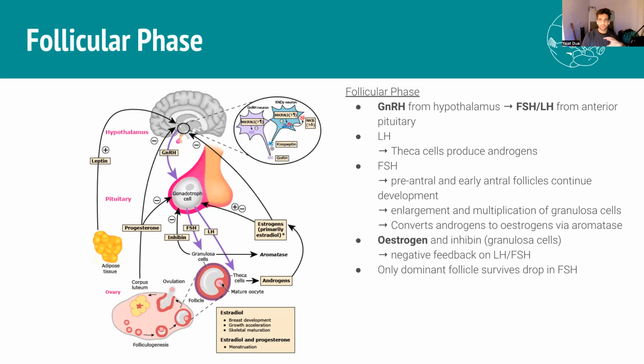As for function, LH on the thecal cells produces androgens. FSH has a bit more functions. It develops the antral follicles, multiplies the granulosa cells, and takes the androgens from the thecal cells and converts them to estrogen via aromatase. Now, LH and FSH are growing all these antral follicles, so a little bit of estrogen is being produced, and that has a negative feedback loop on the LH and FSH. Because of that negative feedback there's a slight drop in FSH, and out of those 10, 20, 25 early antral follicles, only one survives that drop in FSH, and that's the dominant follicle that goes on to mature.